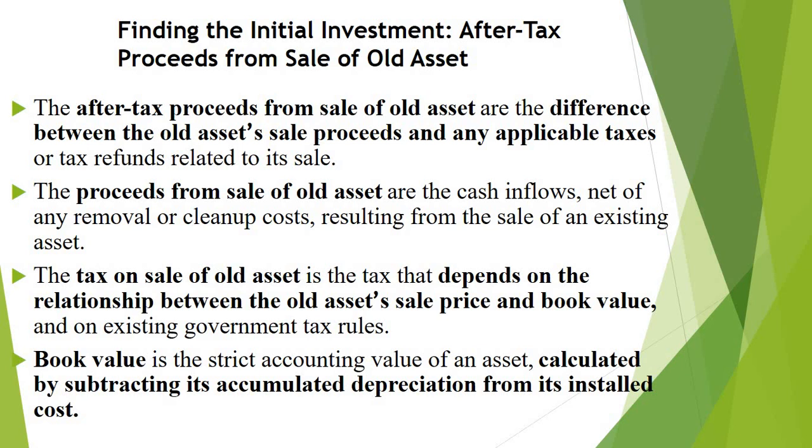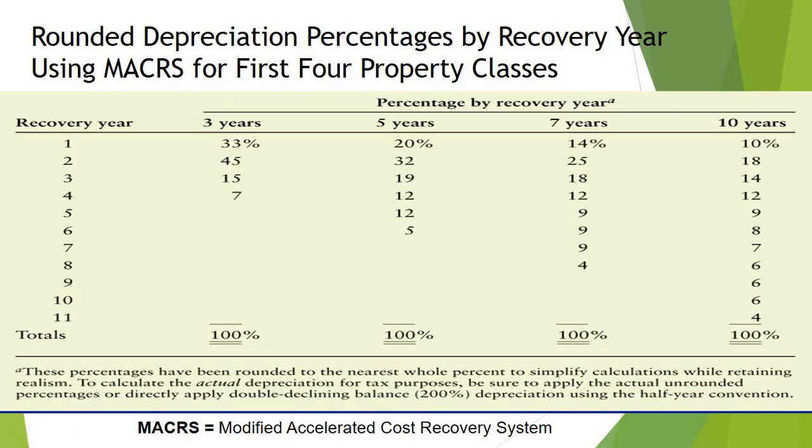And one more term, which is book value. Book value is simply installed cost of an asset minus accumulated depreciation. So here is the rounded depreciation percentage by recovery year using MACRS for the first 4 property classes. MACRS means modified accelerated cost recovery system.